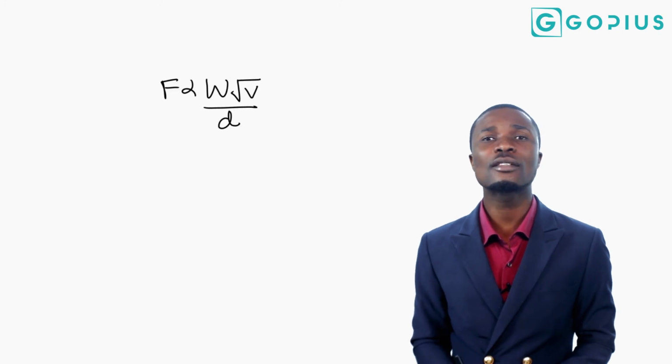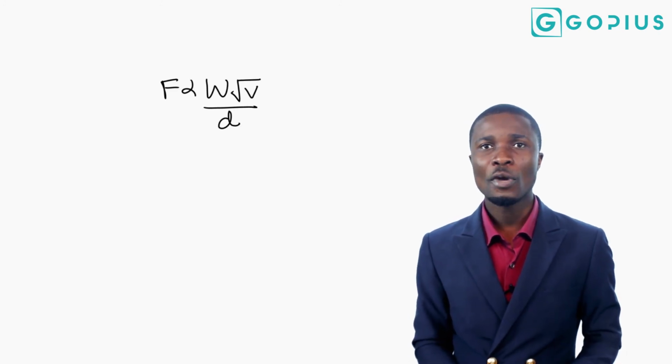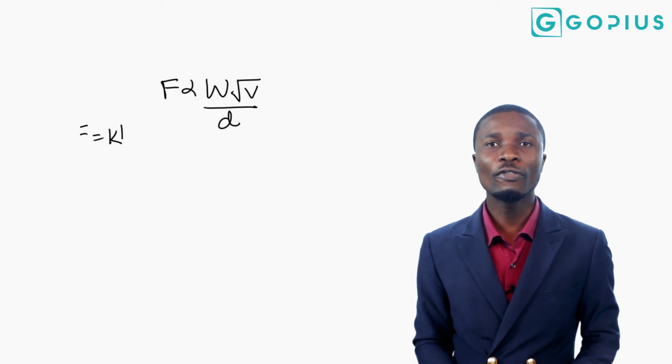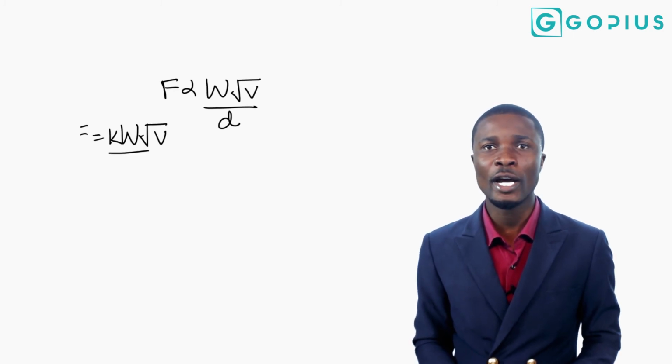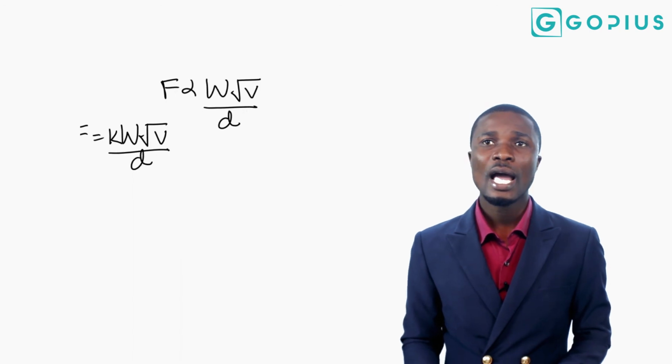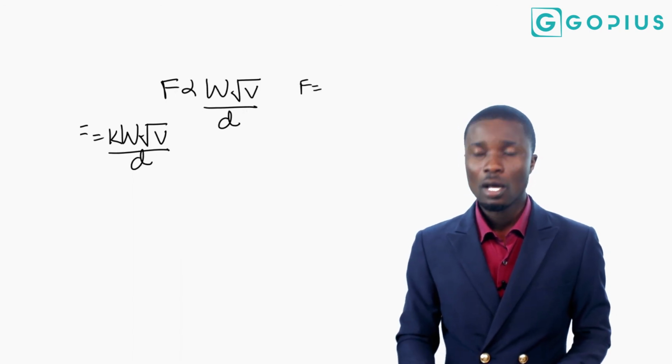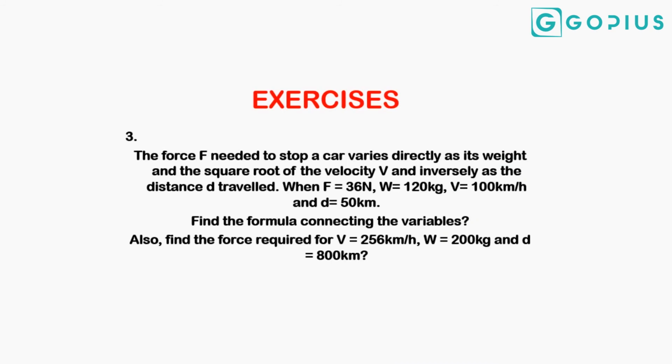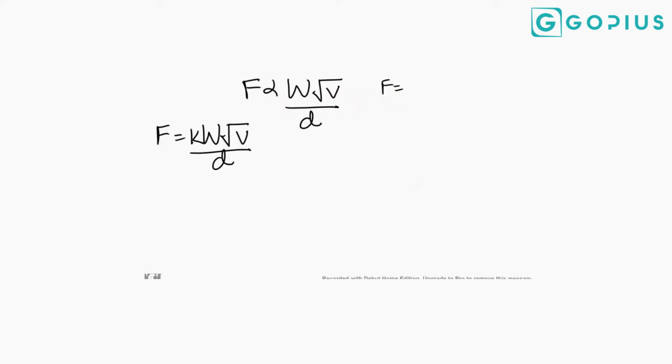So we can remove this sign of variation by introducing the constant. So we have F equals K, W for the weight, square root of V for velocity, divided by the distance traveled, which is D. And the first set of values we had was that our force F is 36, weight is 120 kilogram, velocity is 100 km per second, and distance is 50. 36, 120, 100, and of course 50, as you can see on your screen. So our force here is 36 Newton. Our weight is 120 kg.